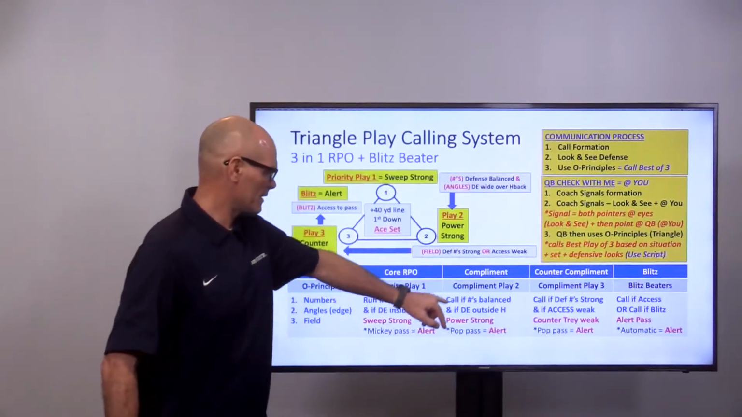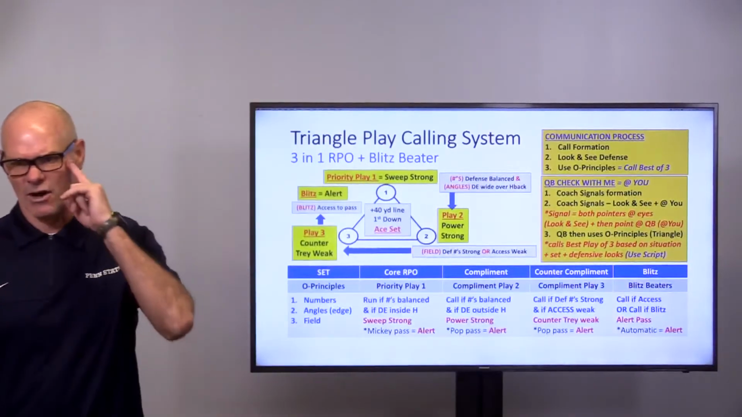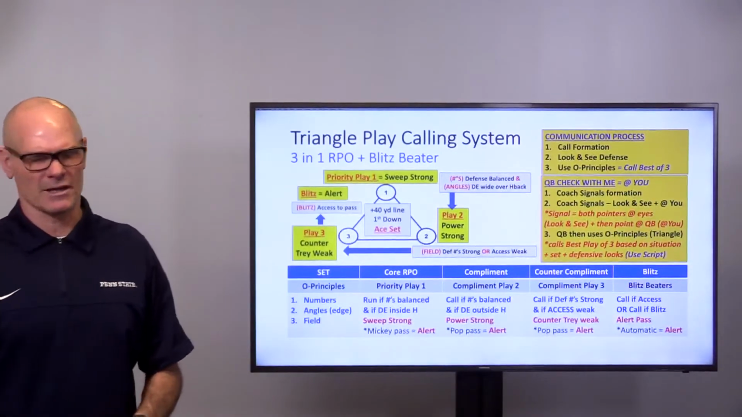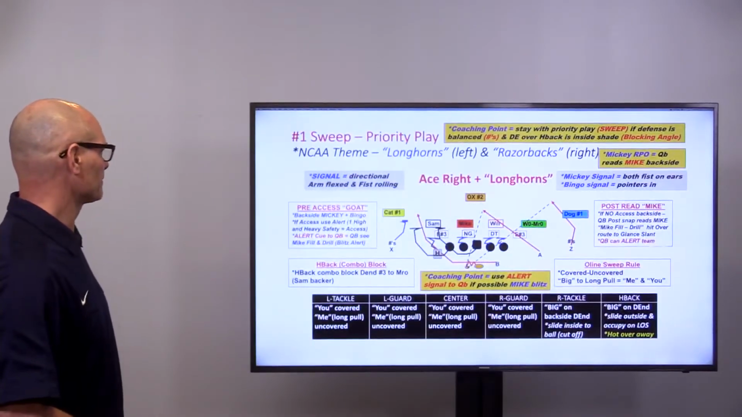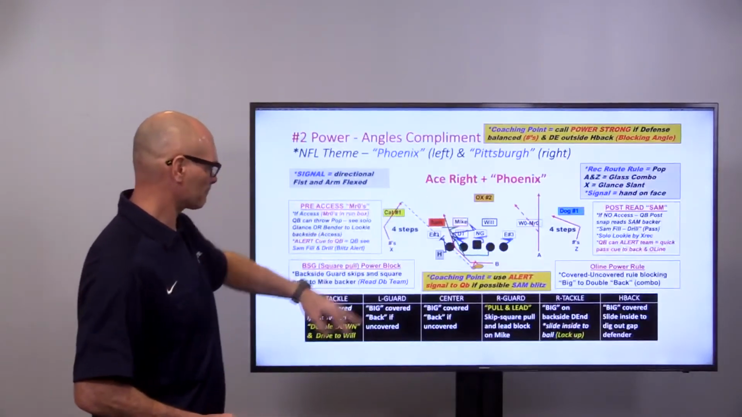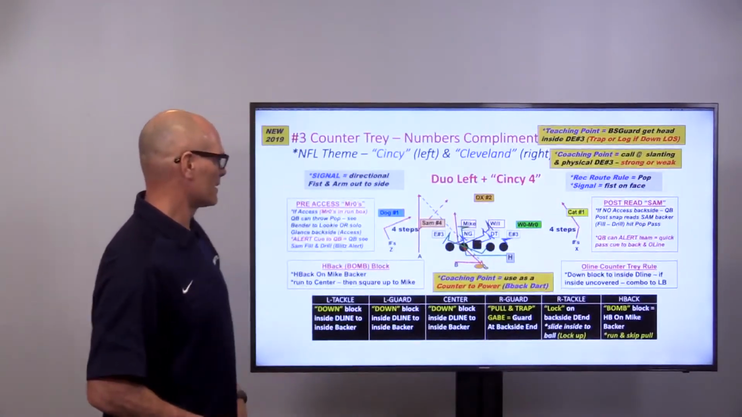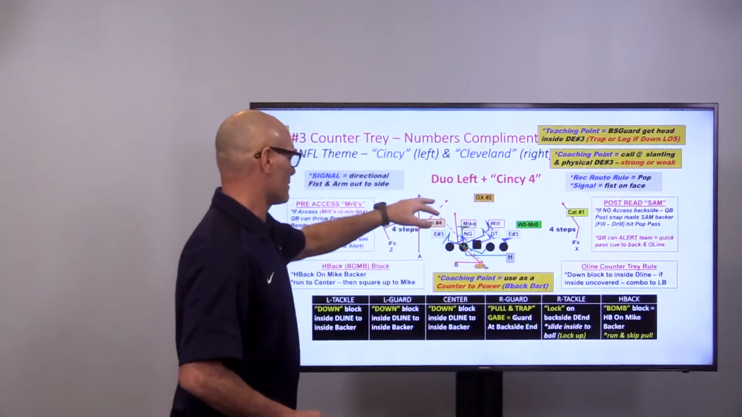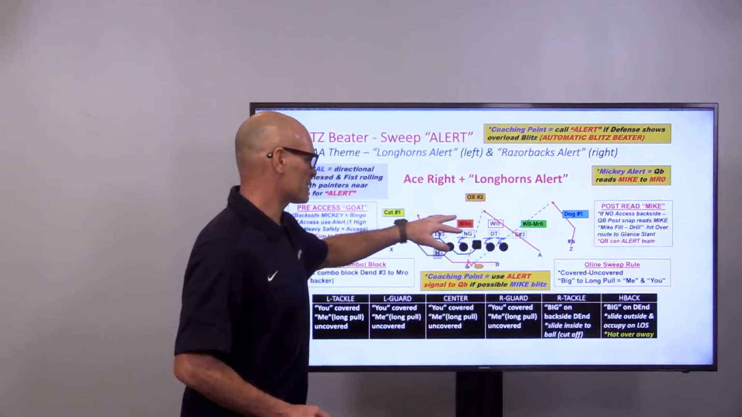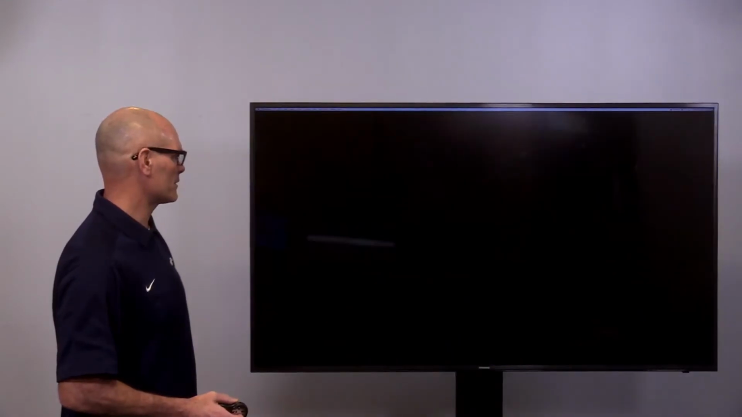But then this would be the complement number 2, complement number 3, and then again, with all the RPOs, you automatically have the alert call with a built-in blitz beater to go basically pass first and turn it into a quick pass. So again, here's your sweep, priority play number 1, good edge, good numbers, take it. Bad edge, we can go ahead and look at angles and go power, so we go inside. Bad numbers, bad edge, we'll come back counter tray away. And then last, all of it, we're seeing blitz, okay? We go to the alert, and we've got natural quick passing game built right into it, blitz beaters.